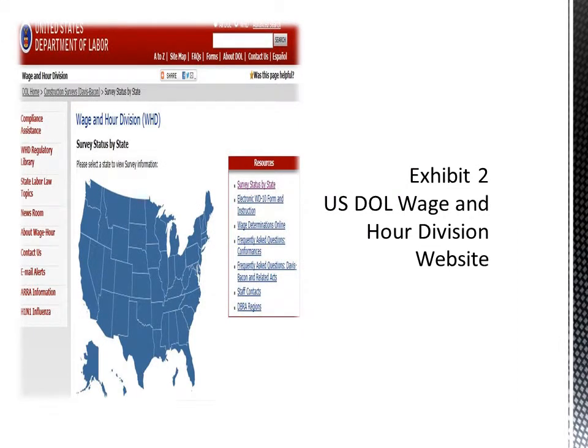Exhibit 2, U.S. Department of Labor Wage and Hour Division website. In this exhibit, it shows the United States Department of Labor and its website on Wage and Hour Division, and it's a map of the United States of America. If you click on the map, you will have survey status by state.